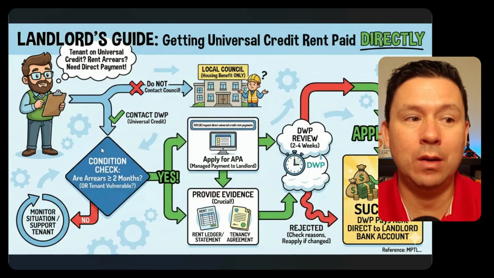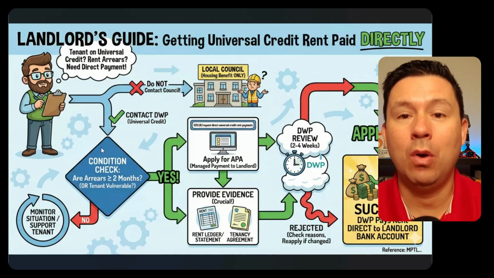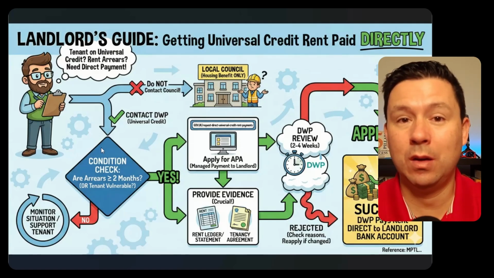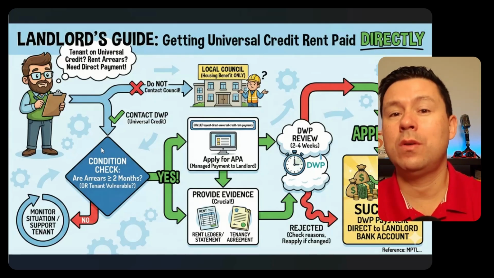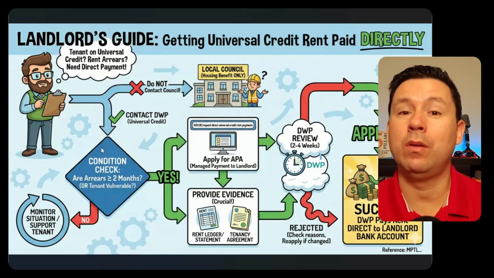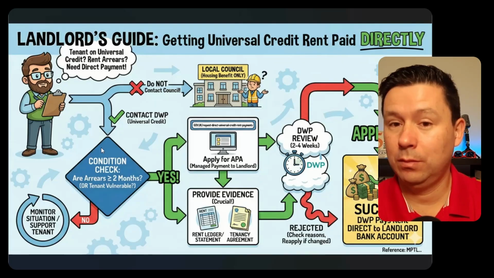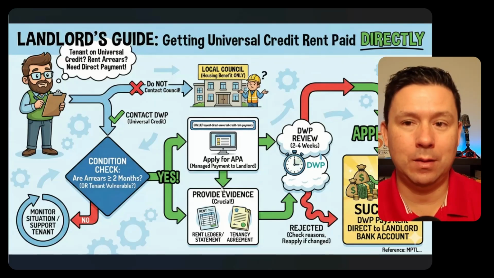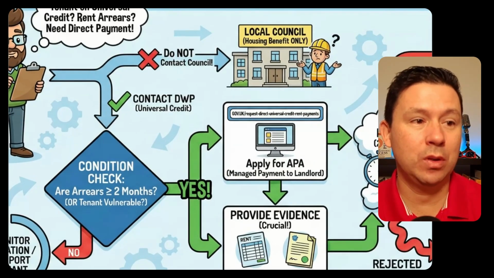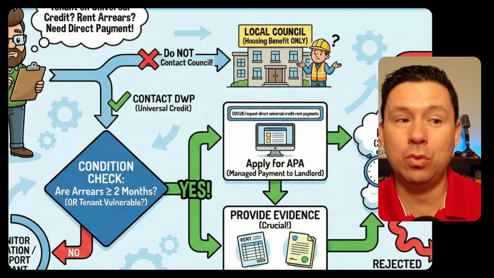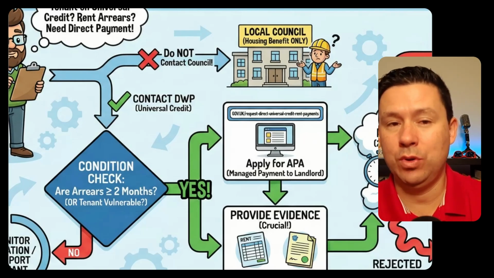So the first thing to do to work on this scenario is that you need to make sure that your tenant is in arrears, or that you consider that the tenant is vulnerable, for example, he or she has mental issues, or you consider that they need help with their finances. To that point, all good. But as I said, once you get to this point of the process, if the tenant is not in arrears, do not apply because they will reject it immediately.